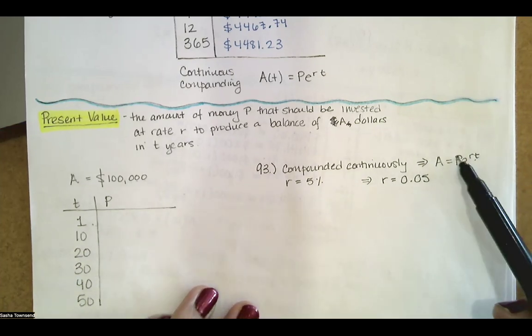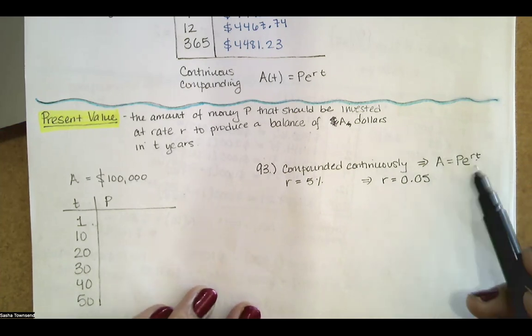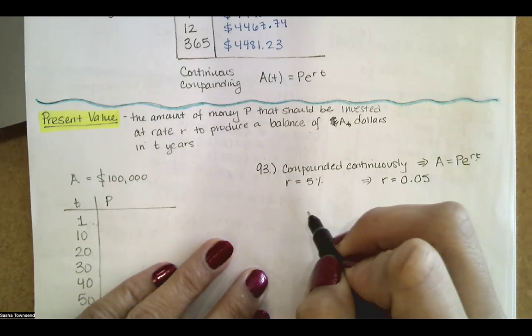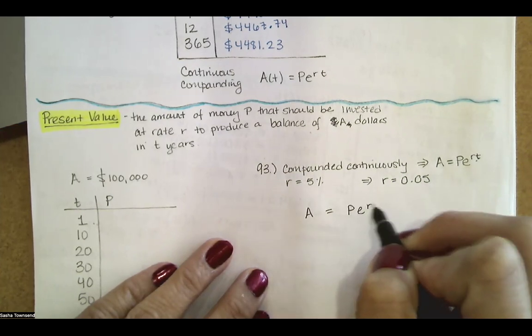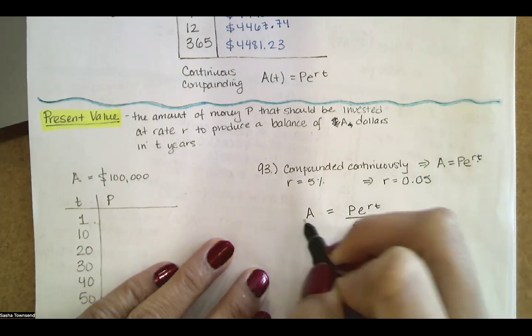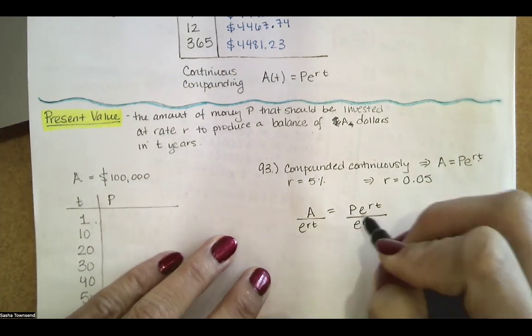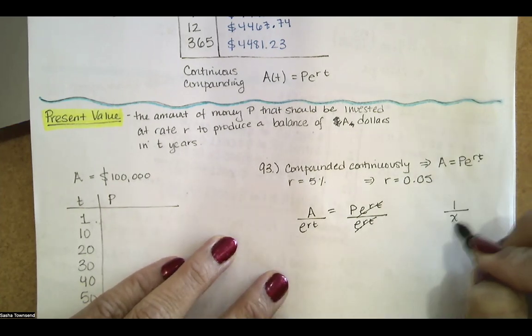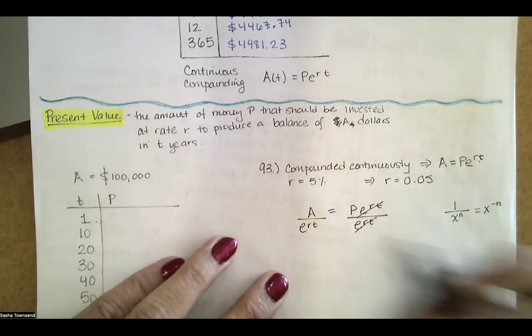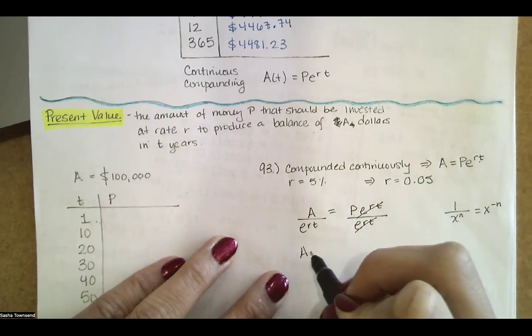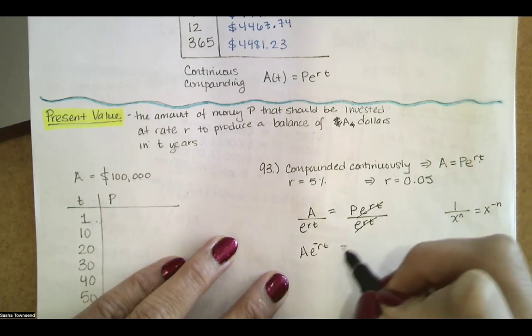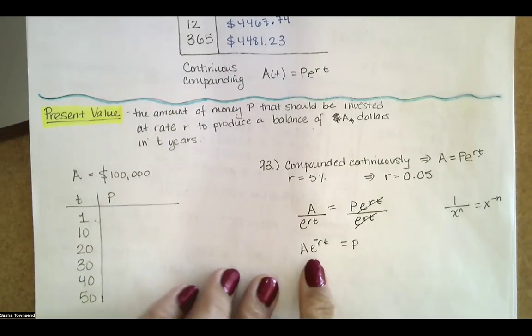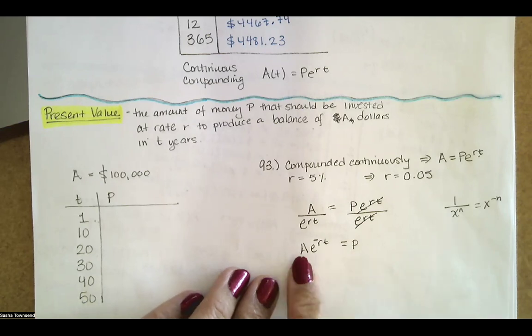And then in each case, we can solve for P, or we can take this equation right now and solve for P. We just divide both sides by that e to the RT. The e to the RT reduces. And then remember, if you have 1 divided by x to some power, that's x to the same power but negative. So we can bring this e to the RT up to the numerator if we make that exponent negative. The present value for continuously compounded interest is the amount that we desire to have in the future times e raised to the negative r times t.